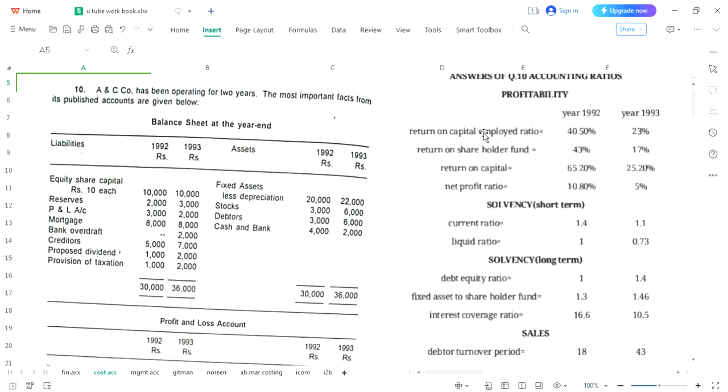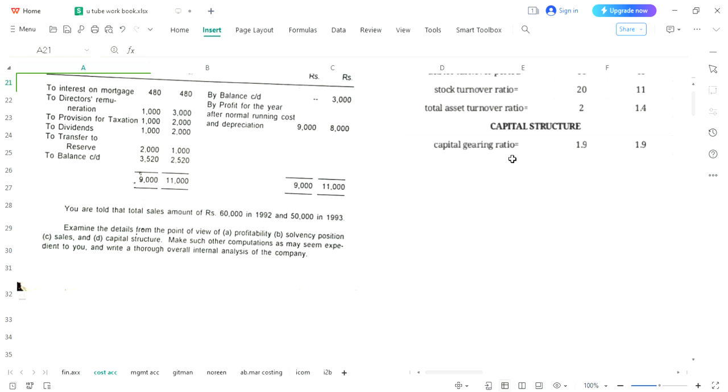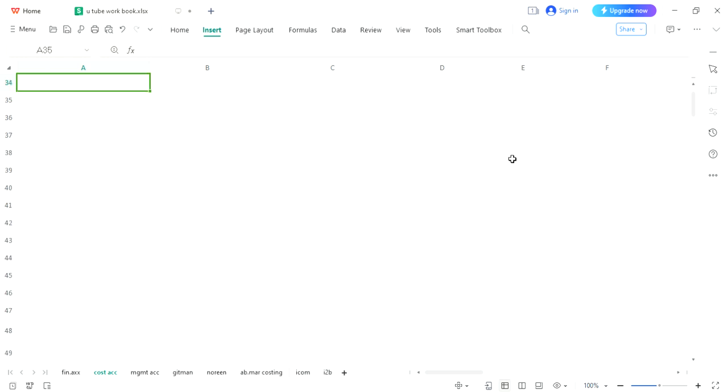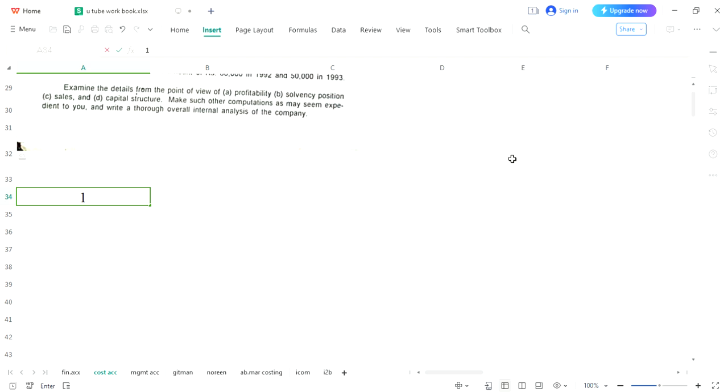Now, a last introductory point: the return on capital employed ratio is not part of your course outline. For the time being, we are not solving it, but if any of you wants to calculate it as well, we will solve it in our next lecture. So we are starting from here, return on shareholder fund. This is our first formula.